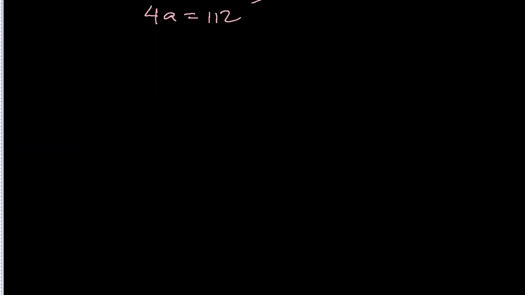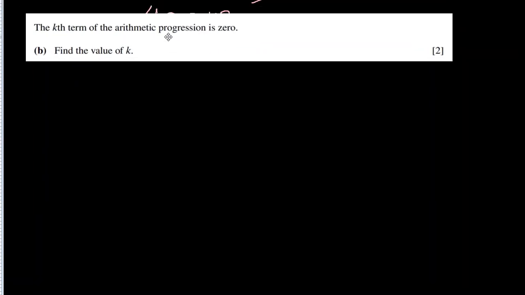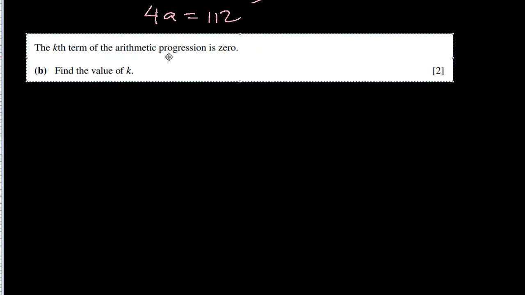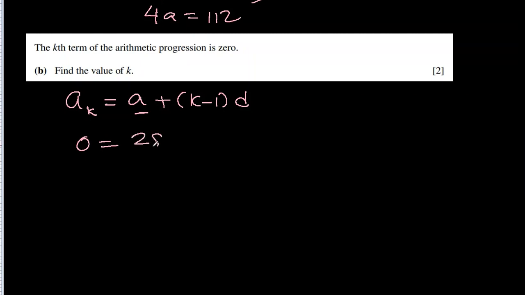Next, the kth term of the arithmetic progression is 0. So find K. They're saying kth term, which will be a_k. It will be a, the first term, plus k minus 1 d. That's the formula for kth term, right? And it is 0. So 0 is equal to, now we have a, which is 28, plus k minus 1, and d was minus 4.